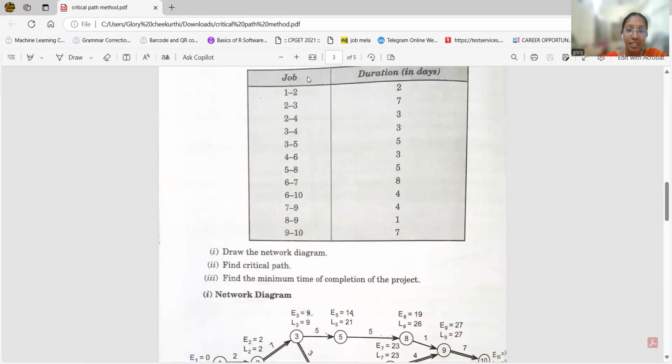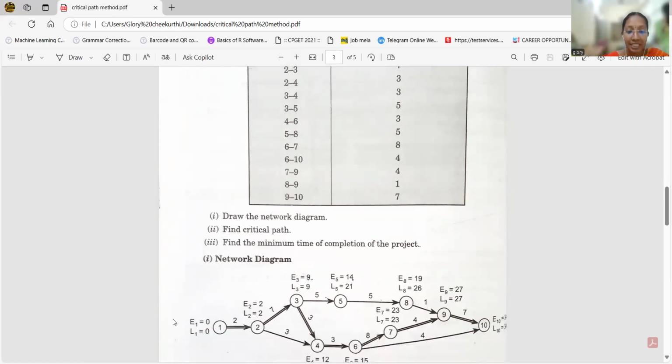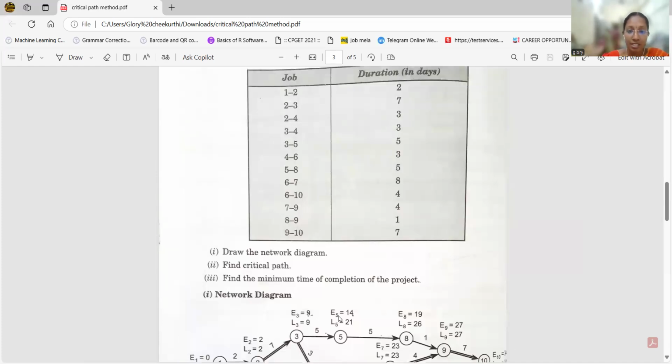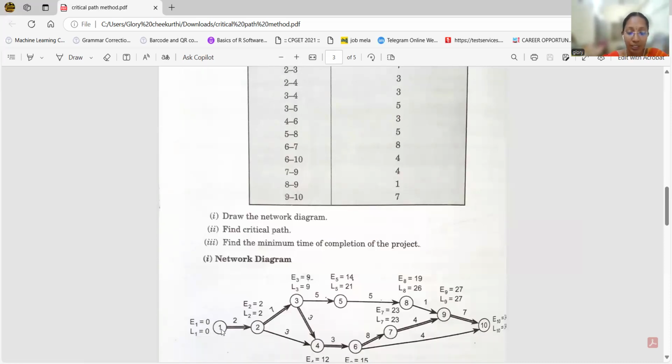First of all, we note the number of activities in the problem. The starting node is 1 and the ending node is 10. So the starting node is 1 to 2, from the tail node to the head node. Next, 2 to 3 and 2 to 4. Activity 4 is coming from activity 2.